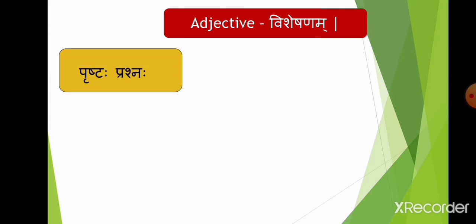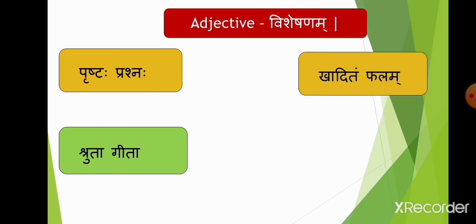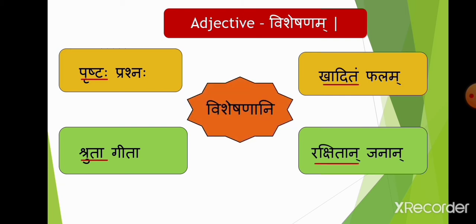Here are some more examples. Prushtah prashnah, shruta geeta, khaditam phalam, rakshitan janan. In all these examples, the words prushtah, shruta, khaditam and rakshitan are used as visheshanani. And all these words are the examples of dhatuhu plus kta pratyay forms.